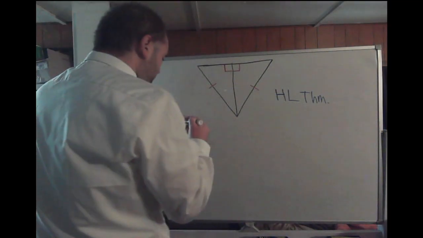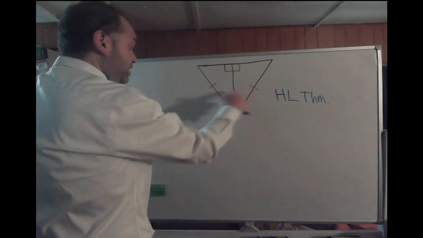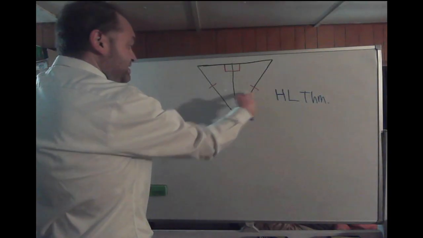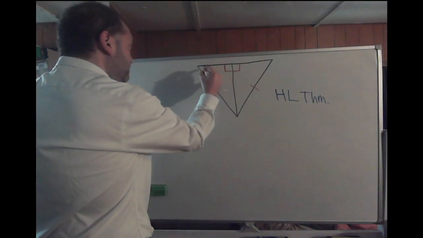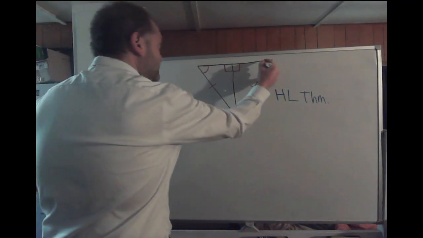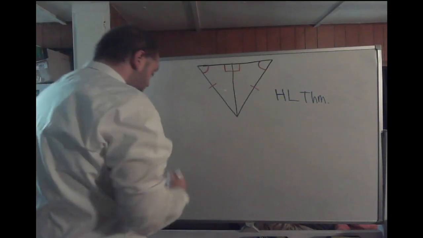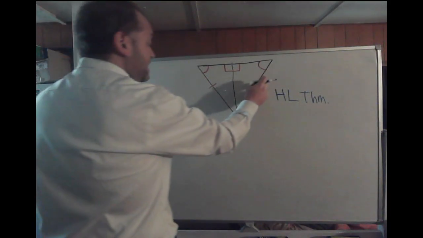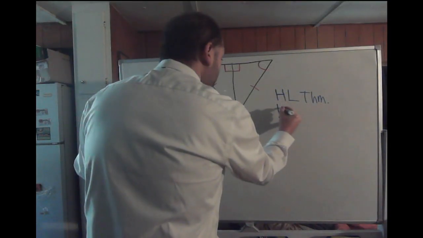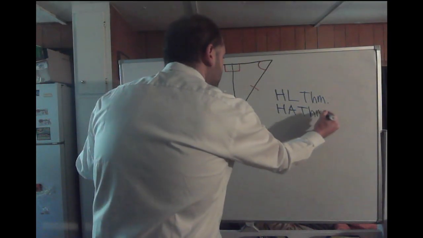There's another way we could have proven these congruent. If you look at the whole triangle, both of these sides are congruent, meaning you can use the isosceles triangle theorem to prove these opposite angles congruent. There's a couple other methods. You could have used the hypotenuse acute angle theorem. So the HA theorem is also a way to prove it.